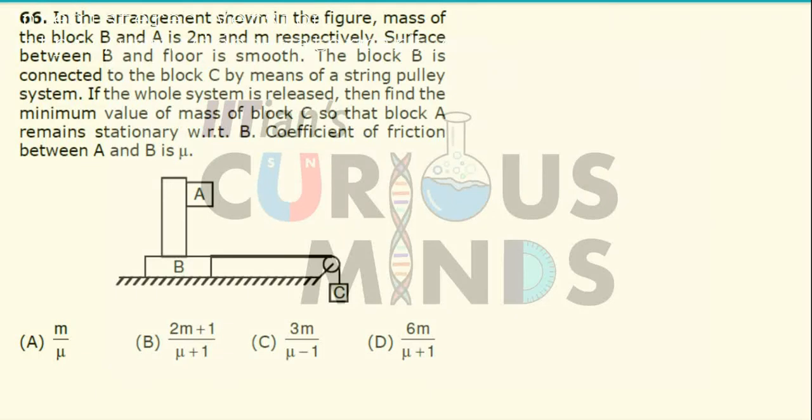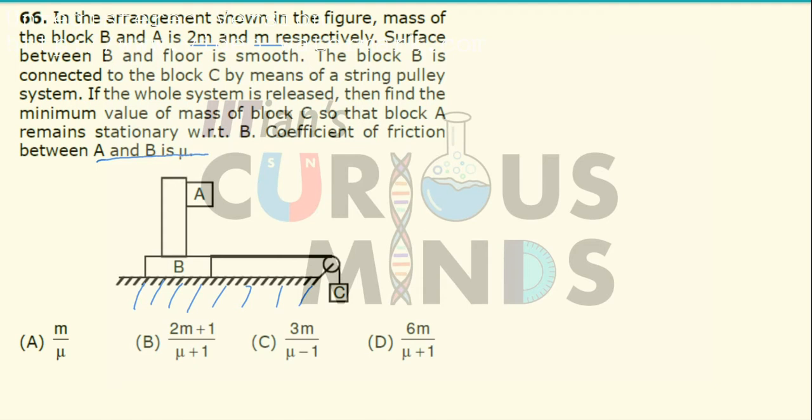As shown in the figure, the mass of blocks A and B are given as 2m and m. The surface between B and the floor is smooth. Block B is connected to block C by means of a pulley. We have to calculate the mass of block C. The coefficient of friction between A and B is equal to mu.